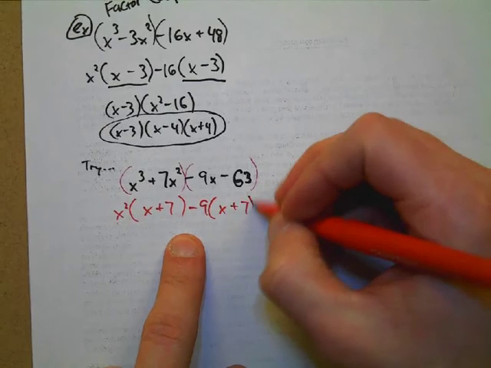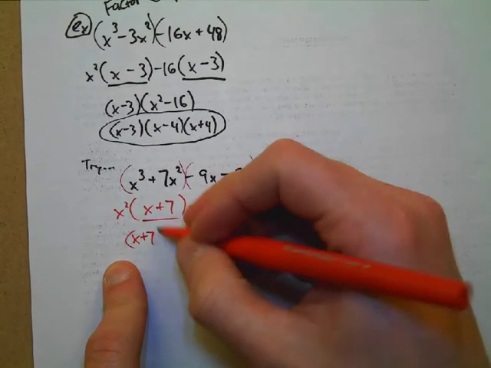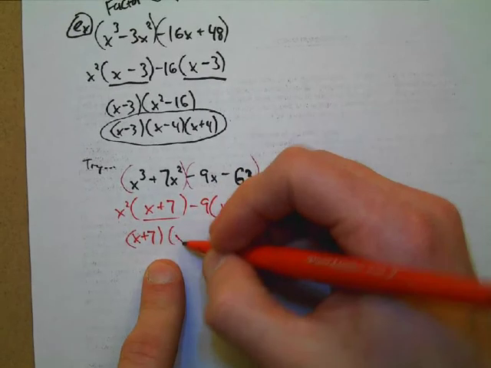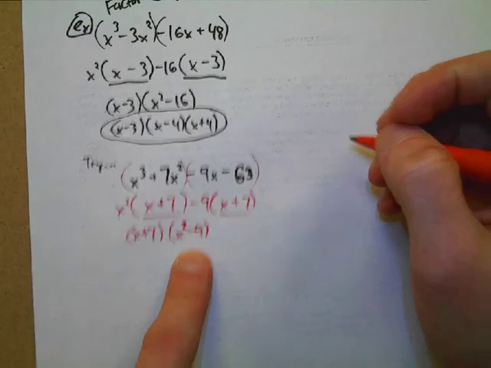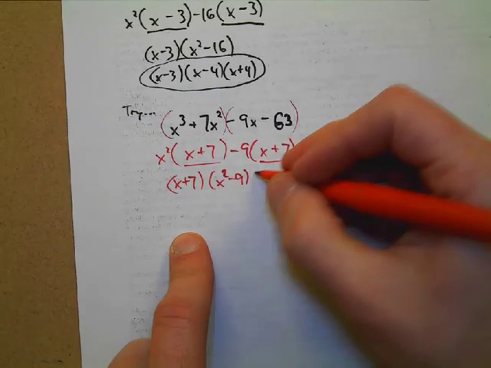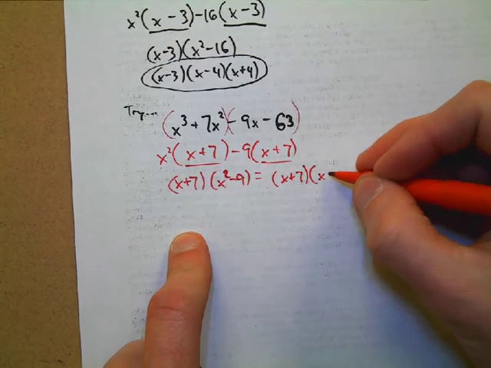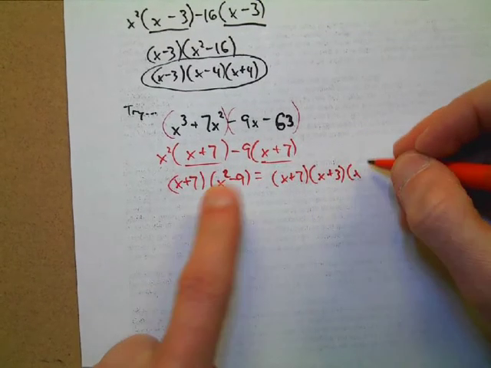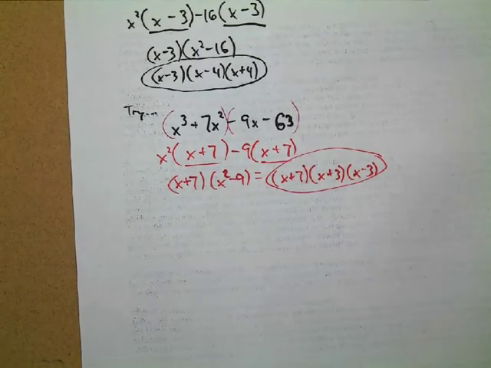Hey, look at that. So we take out that x plus 7, and we're left with an x squared minus 9. Do you stop there, Alana? No. Good, well done. It factors further, to x plus 7 times x plus 3 times x minus 3. Difference of squares. So that is the final factored form.